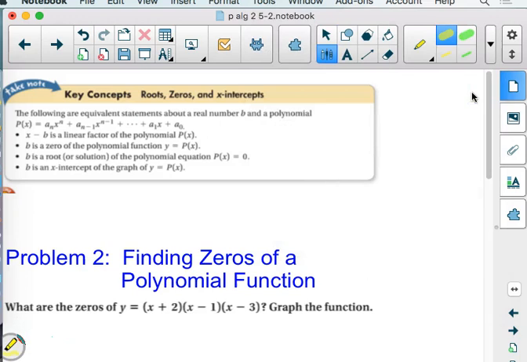The following are equivalent statements. That means they all basically say the same thing. They use different words because we're using the math for different stuff. So it says x minus b is a linear factor of the polynomial p of x. Well, that's what we were just doing. We were factoring these things so we could figure out where the zeros are. Once you have those factors, it's really easy because b is a zero of that polynomial function.